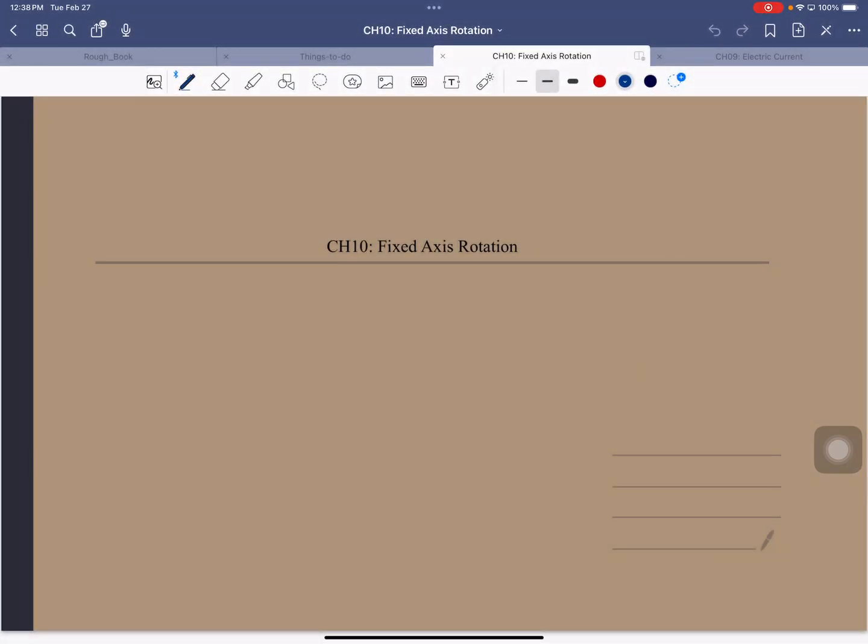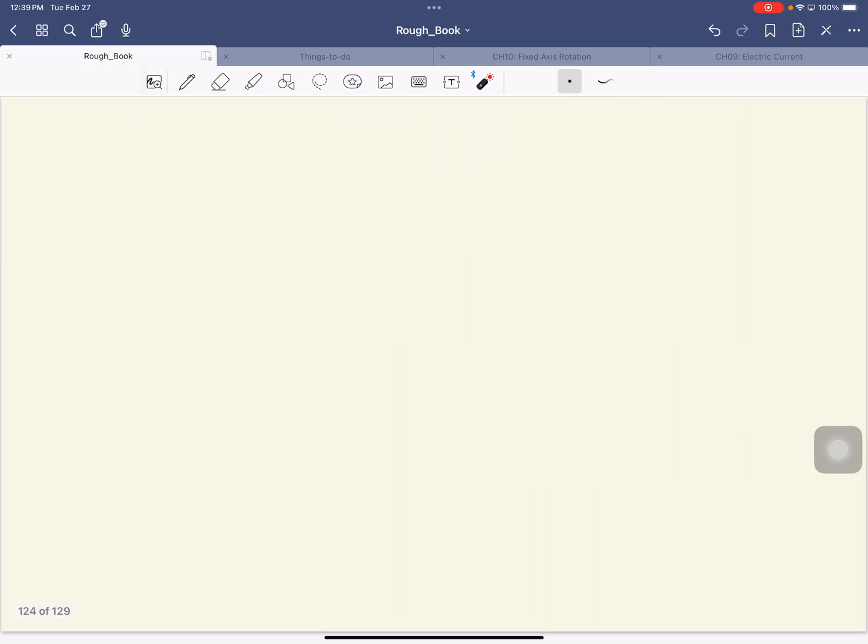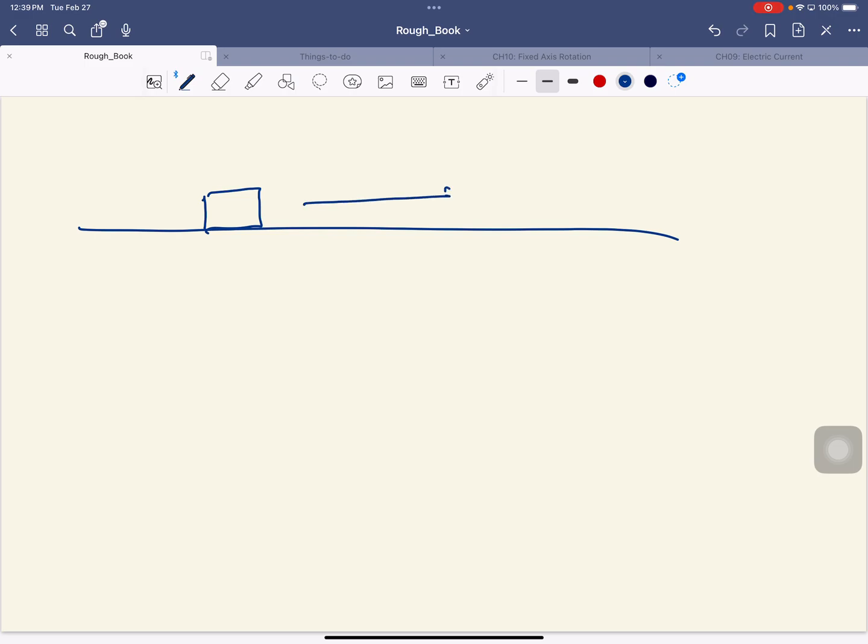Okay, so in this chapter, we'll talk about fixed axis rotation. All right, now since I'm recording, I have to draw pictures, but I'll show you what we're doing. So the first 9 chapters, here's what we did. We had an object that traveled along a straight line and in 3 dimensions and all.